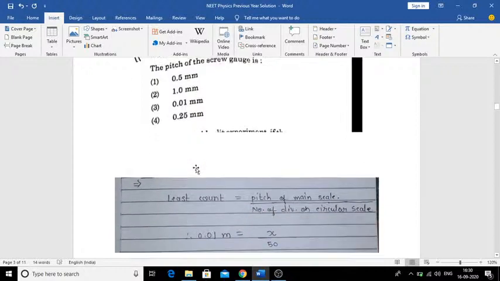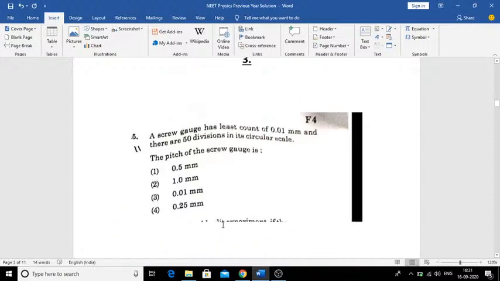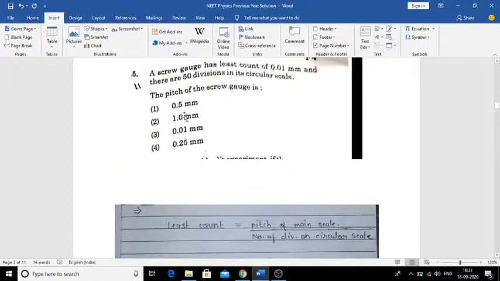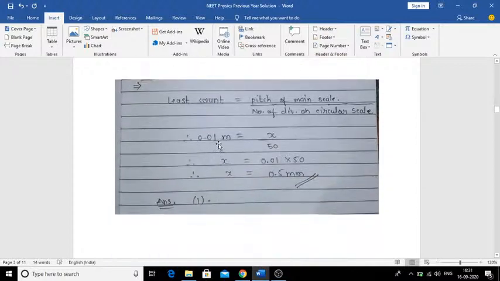So let's solve it. We already know that the formula for least count is pitch of main scale, or the smallest division on main scale, divided by number of divisions on circular scale. We don't know the value of pitch of main scale, so I have kept x in its place, and least count is already known, which is 0.01 millimeter. Actually I have made some mistake, you can see here I have written meter in a hurry, so it should be millimeter. And this 0.01 millimeter, I have not converted the units. Why? Because I have to find the answer in the same unit, right? So that's why I have kept it as millimeter only, don't get confused here, it is millimeter.